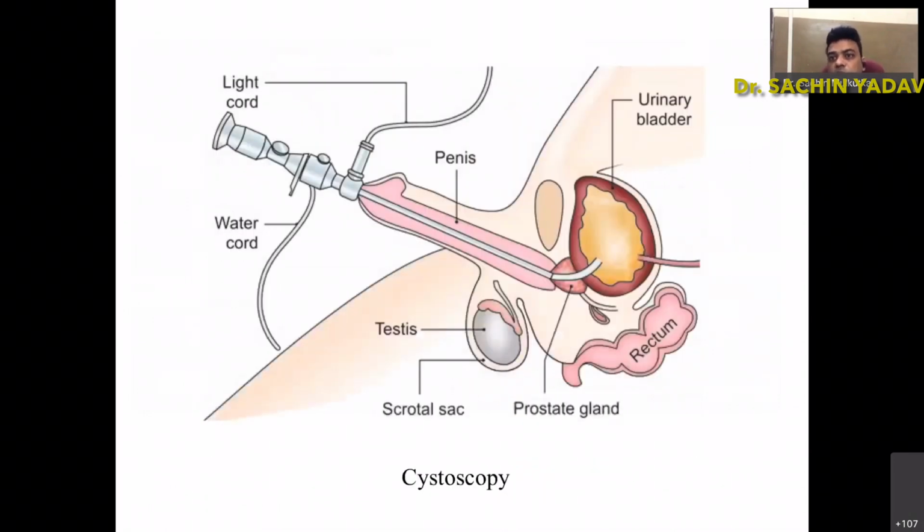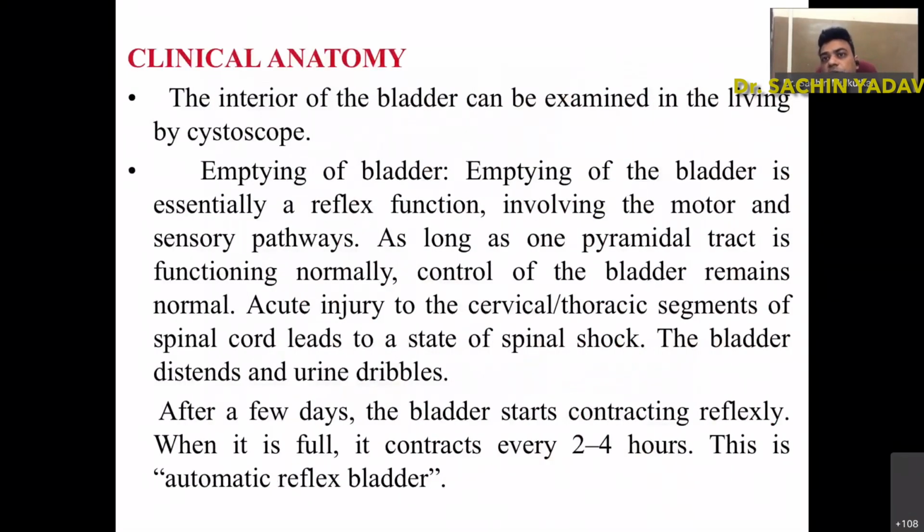This is the cystoscopy method. The cavity of the bladder can be seen by endoscopy. The method is known as cystoscopy. It is approached through the penile urethra and all along the pathway. The applied aspect: the interior of the bladder can be examined by the cystoscope.